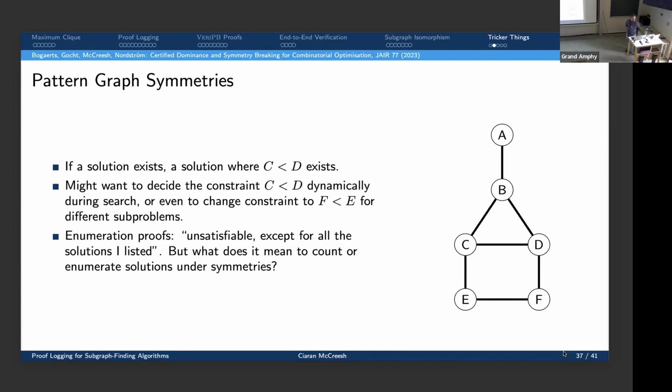Enumeration proofs are unsatisfiable except for all the solutions that I listed. But what does it mean when we want to count or enumerate solutions under symmetries? There's fairly clearly a right answer here, but getting this into the proof might be a bit tricky.